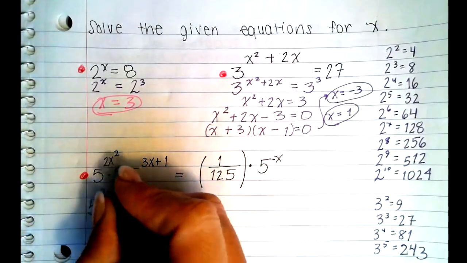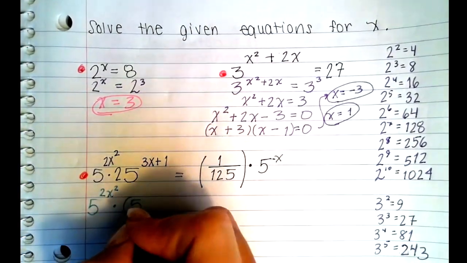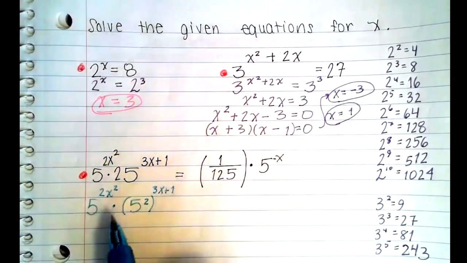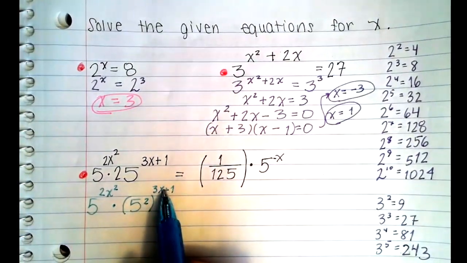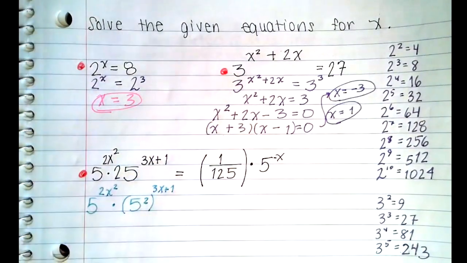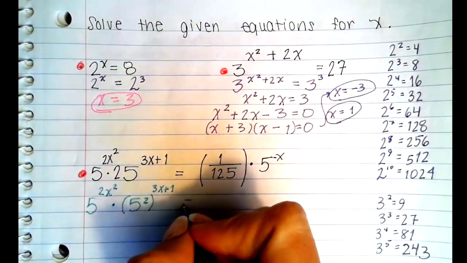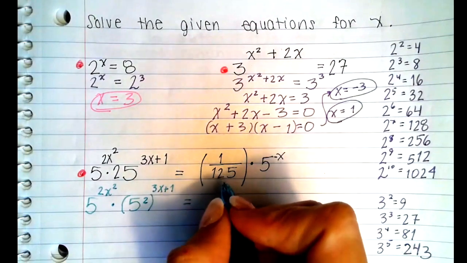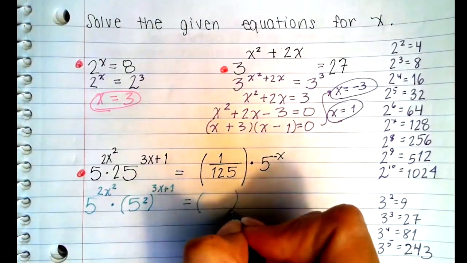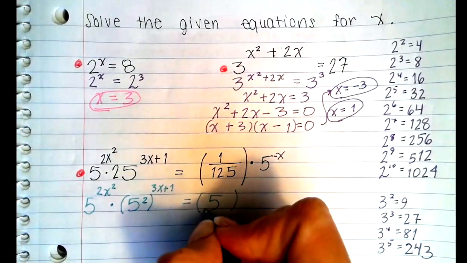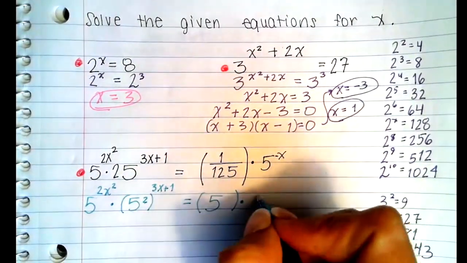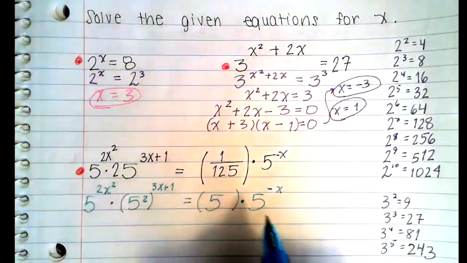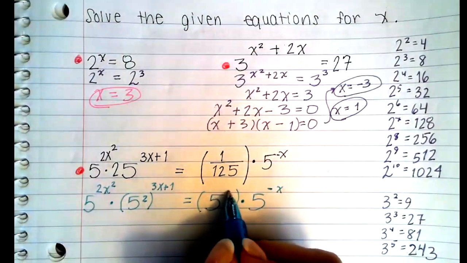So I need to replace 25. I'm going to replace 25 with 5 to the second power. That means I have 5 to the second all raised to the 3x plus 1. We went over our properties of exponents. We'll know what to do with that in the next step. What about 1 over 125? Well, 125 is 5 to the third. So 1 over 125 is 5 to what power? 5 raised to the, it's got to be a negative exponent. Let that sink in for a second. I'm not going to tell you the answer right away.